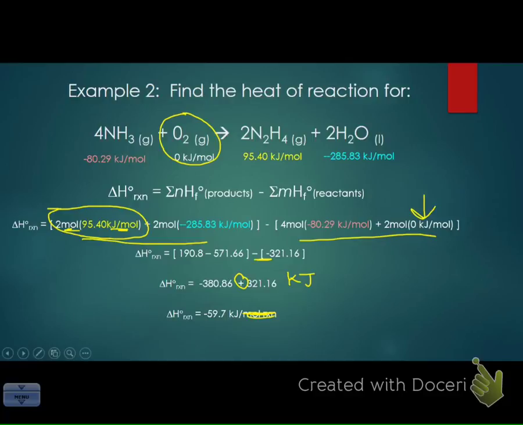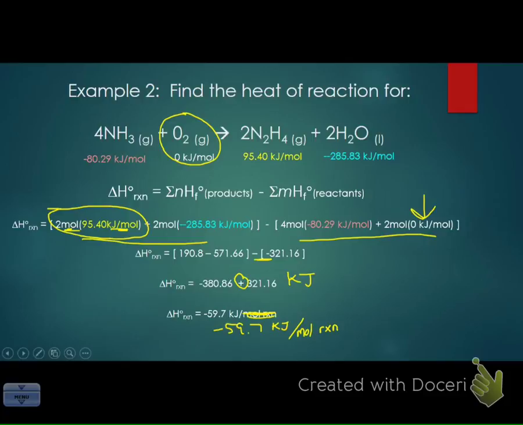Here's where the AP wants you to fudge a little bit. The reason is here, it's negative 59.7 kilojoules for this reaction to take place. 1 mole of this reaction would include 4 moles of ammonia, 1 mole of oxygen, 2 moles of the hydrazine, and 2 moles of the water. So as long as you have 4, 1, 2, and 2 as your coefficients, that is 1 mole of the entire reaction. And the AP people in charge made a comment at a conference I went to several years ago that said they want to see thermodynamic data always in kilojoules per mole. But this isn't per mole of ammonia or per mole of hydrazine, it's per mole of the reaction as written.